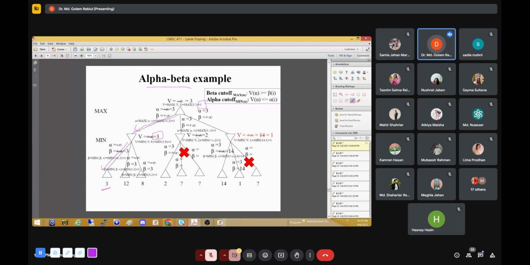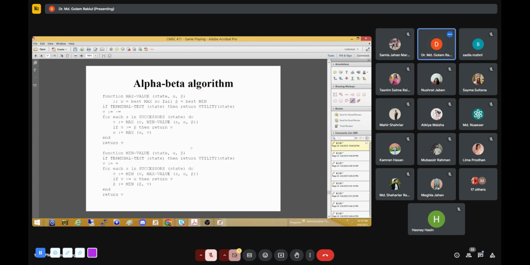So that means alpha beta pruning is an upgradation of the minimax algorithm, where without exploring a part of the tree, we can get the optimal result. And this is the algorithm for that. It is a very easy algorithm. This is the max value. This is the min value.